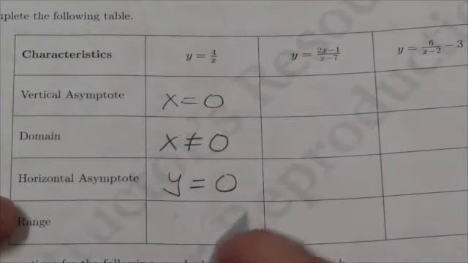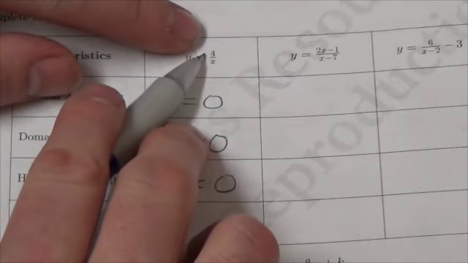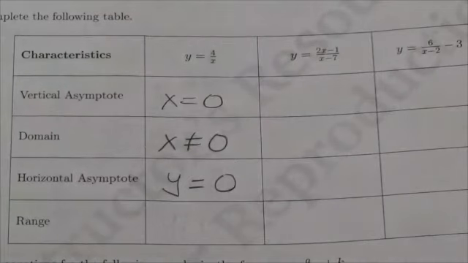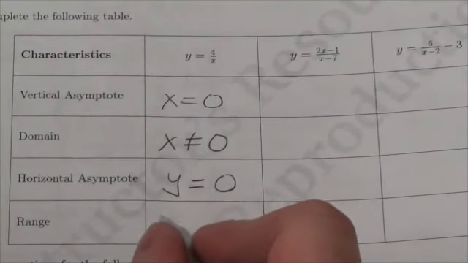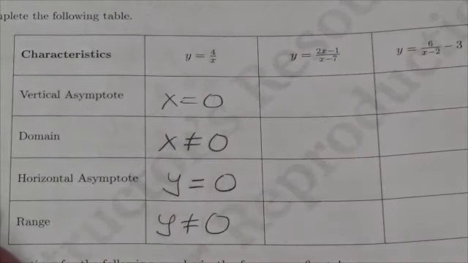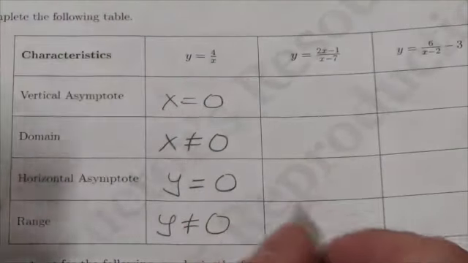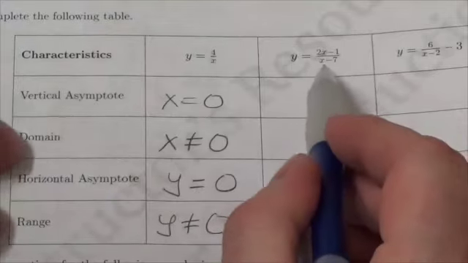That only happens if the degree of the denominator is larger than the degree of the numerator. If that's the other way around, then there is no horizontal asymptote. In the context of this course, that means my range will be y can't equal 0. So we're going to see a connection between domain and vertical asymptote, and range and horizontal asymptote. Let's move on really quickly and do the same thing.